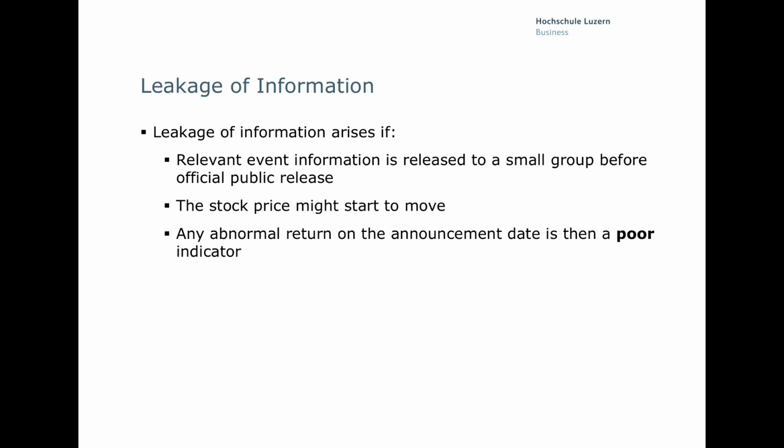One concern that complicates event studies arises from leakage of information. Leakage occurs when information regarding a relevant event is released to a small group of investors before official public release. In this case, the stock price might start to increase, in the case of good news, days or weeks before the official announcement date. Any abnormal return on the announcement date is then a poor indicator of the total impact of the information release.